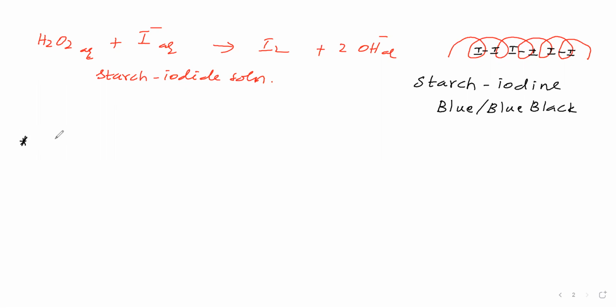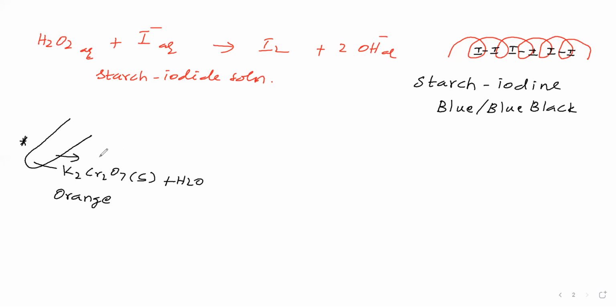Next test we will do. Now we are taking a test tube. This test tube is made of glass. It is colorless. To this we take potassium dichromate crystals. Potassium dichromate is solid and orange in color. To this let us add water. It will dissolve completely. So we prepared an orange colored potassium dichromate solution. Then we will add dilute sulfuric acid, which is colorless.